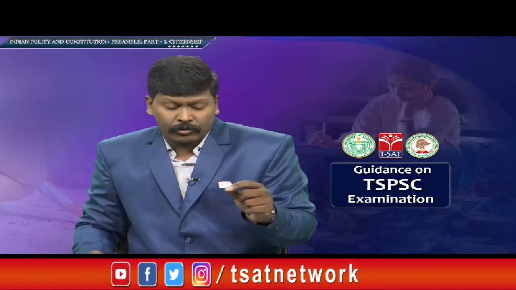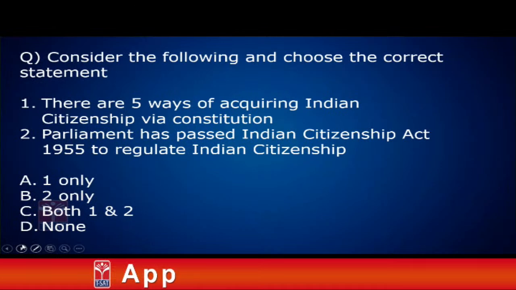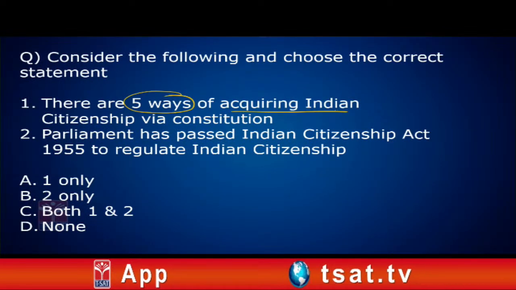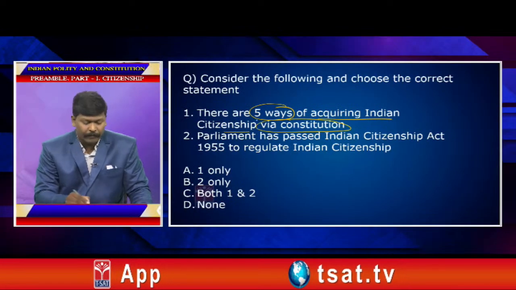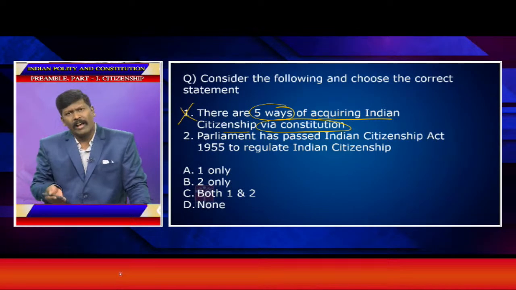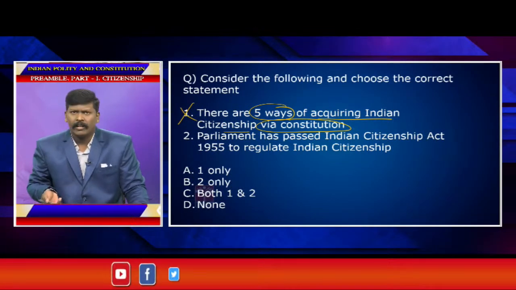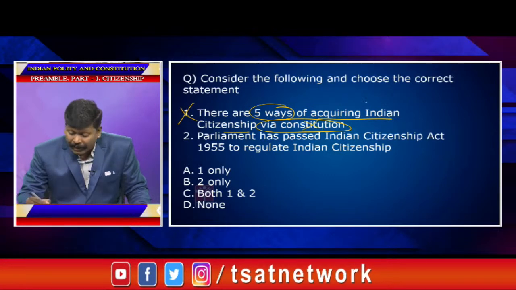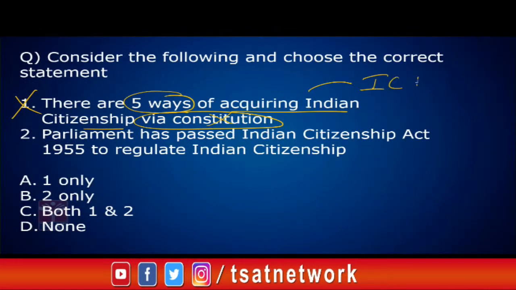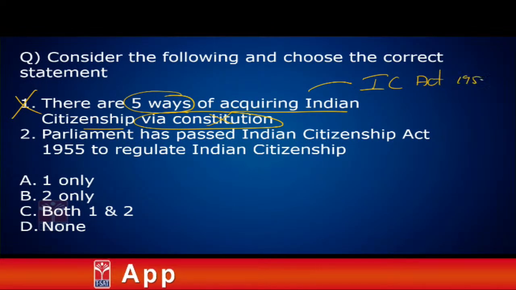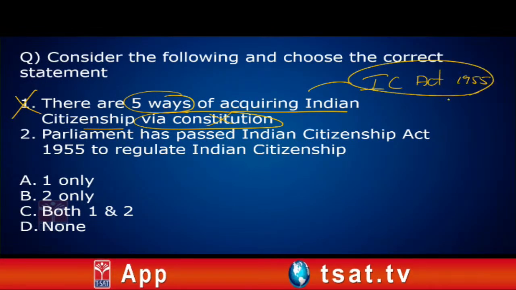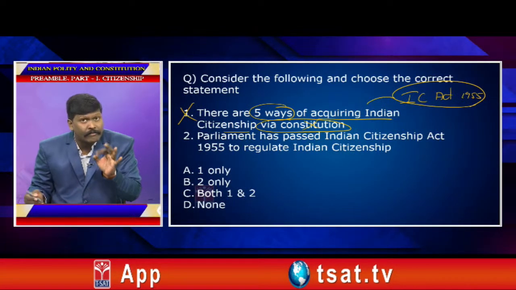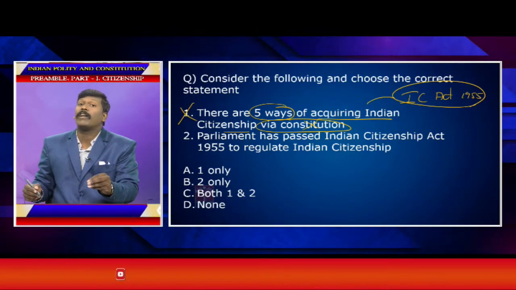Next question. Look at this last question. Consider the following and choose the correct statement. There are 5 ways of acquiring Indian citizenship via the Constitution. Absolutely wrong. Sir, I have read 5 ways only. Correct? It is 5 ways only, but not according to the Constitution of India. It is according to the Indian Citizenship Act of 1955. According to the Indian Citizenship Act of 1955, there are 5 ways of acquiring Indian citizenship.